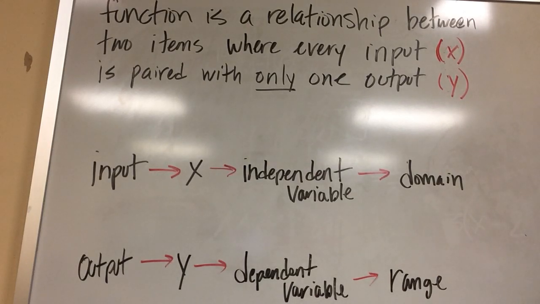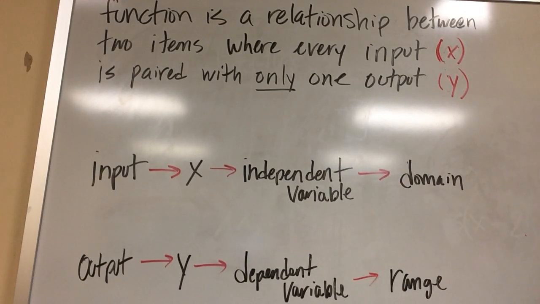Before we go on and talk about discrete and continuous functions and relations, I just want to quickly go over what we talked about yesterday. So again, a function is a relationship where every x is paired up with only one y. Every input has one output. Every independent variable has only one dependent variable it goes with.